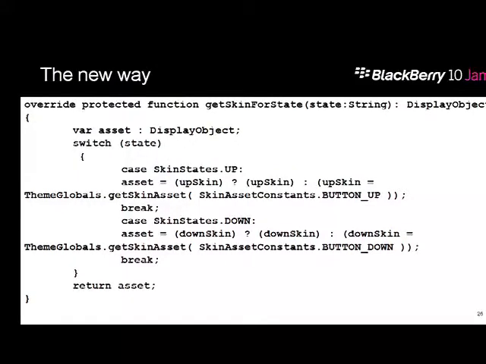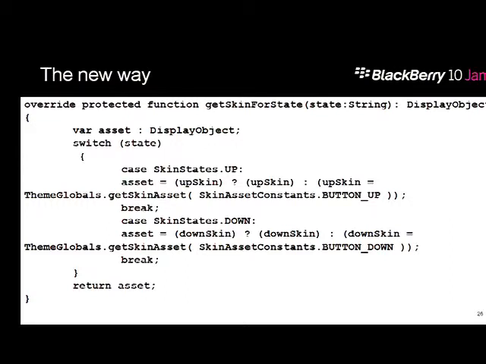And the component, when it says, okay, I'm going to change the state, and the skin says, okay, we're going to change the state, custom skin, go and get me the skin or the asset for this state. And so what you want to do is create a switch statement like this, and you want to check. You can see the first one there in the up case. We've got asset equals, if the upskin exists, then just use upskin. If it doesn't exist, then create the asset and set it to the upskin variable.